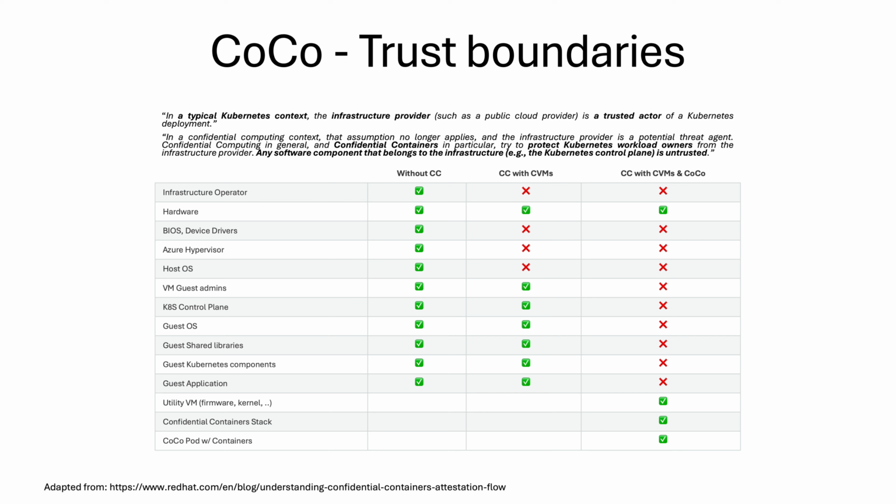Well, it's pretty straightforward. Without confidential computing, you need to trust all components, VM admins, Kubernetes, everything. If you're running workloads on AKS with just a confidential VM node pool, you'd still have to trust the VM admins and all the Kubernetes elements. However, when you're using CoCo, the trust boundary shrinks significantly. You only need to trust CoCo's utility VM, the confidential container software stack, and the pod that runs your containers.